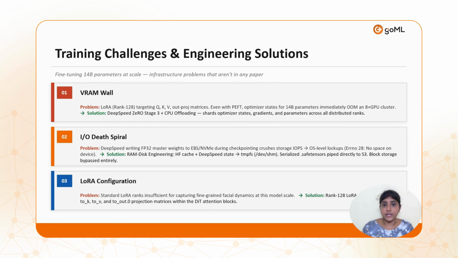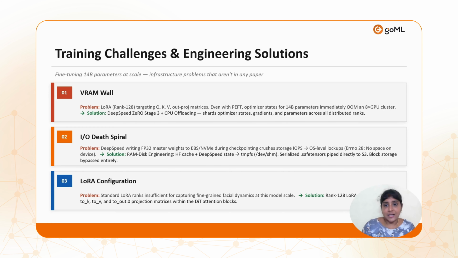Now imagine fine-tuning a 14 billion parameter model. It's not just a machine learning problem, it's an infrastructure engineering problem. So we faced three critical challenges. The first one was the VRAM wall. We're using rank 128 LoRa, targeting Q, K, V, and output projection matrices in the diffusion transformer attention blocks. Even with PEFT, optimizer states for 14 billion parameters resulted in out of memory on an 8 GPU cluster. So we solved this using DeepSpeed ZeRO stage 3 with CPU offloading, which sharded optimizer states, gradients, and parameters across all distributed ranks.